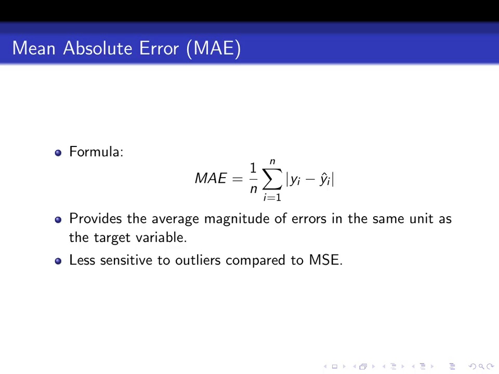Mean absolute error provides the average magnitude of errors in the same unit as the target variable. Unlike MSE, MAE is less sensitive to outliers, making it useful when data contains extreme values. It's a straightforward way to understand how far off predictions are from the observed values.